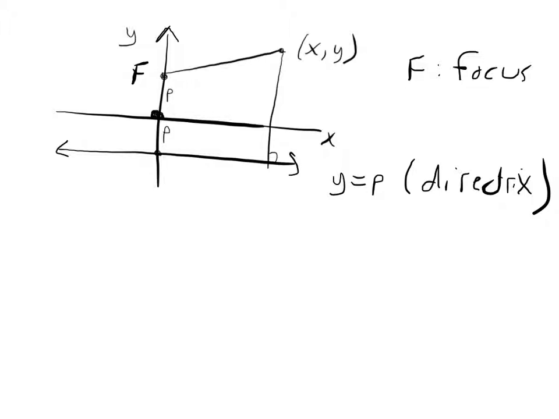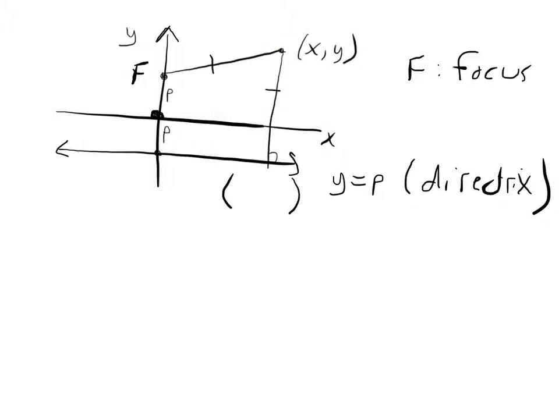So eyeballing a point that looks to be about the same distance, point to directrix, point to focus, those distances look about the same. Let's call the coordinates of that point x, y. By definition then, this distance has to equal this distance. Let's label some other coordinates here.